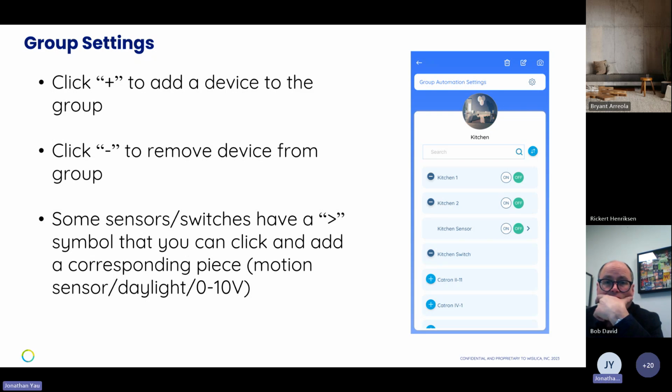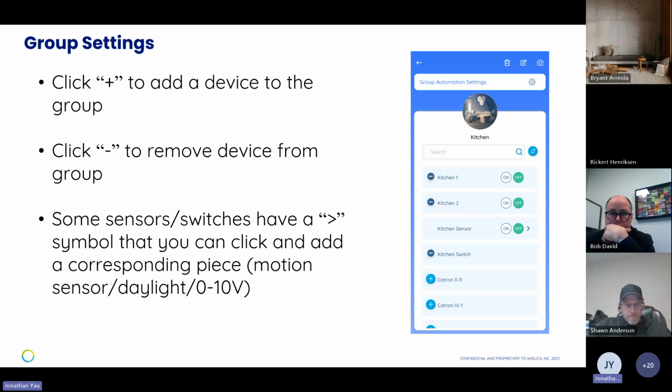And our sensors usually have an arrow icon next to them, as you can see the kitchen sensor does. And if you click this arrow icon, you can add the motion sensor or the daylight harvesting sensor, whichever one you want.